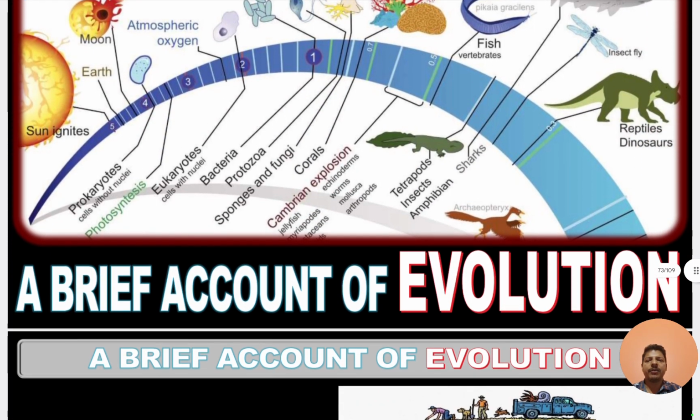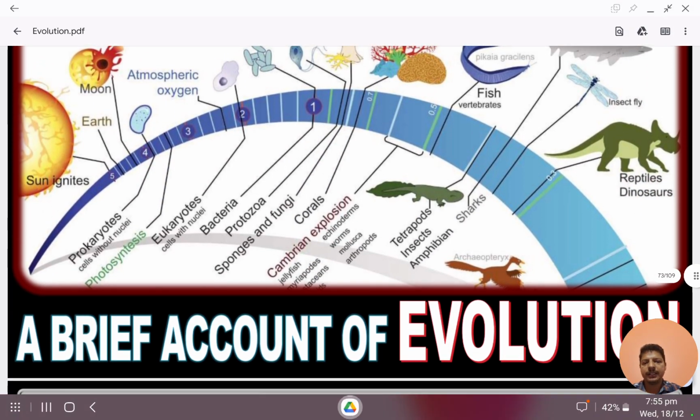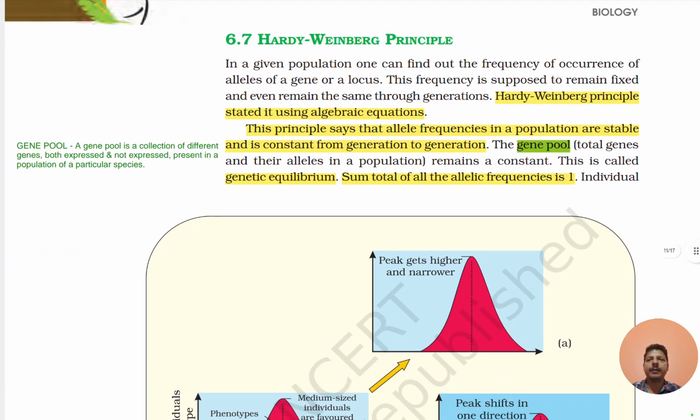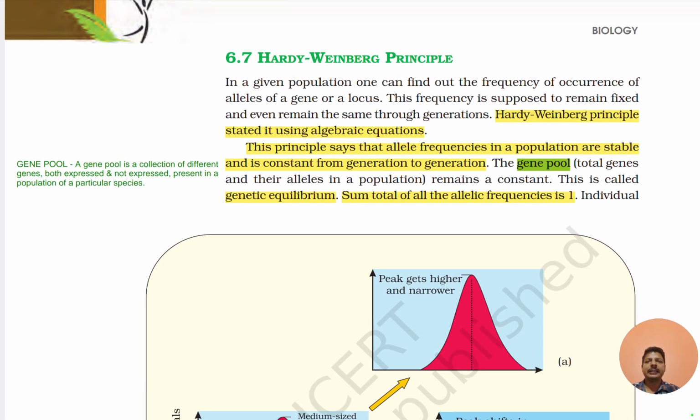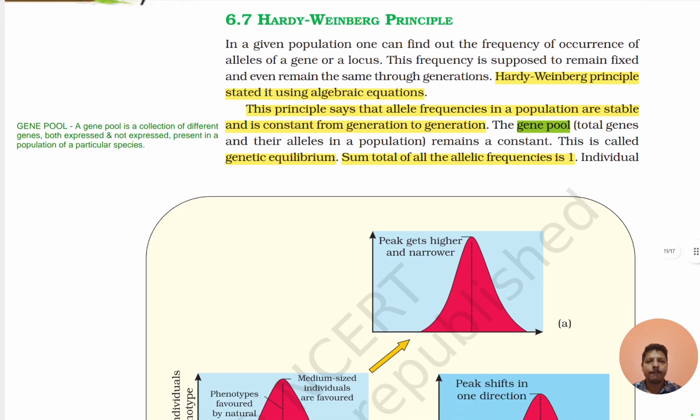Next, sixth one, brief account of evolution. Let's see what NCERT says here. The Hardy-Weinberg principle is stated using algebraic equations. This principle says that allele frequencies in a population are stable and constant from generation to generation. The gene pool: a gene pool is a collection of different genes, both expressed and not expressed, present in a population of a particular species. The gene pool remains constant. This is called genetic equilibrium, and the sum total of all the allelic frequencies is 1.